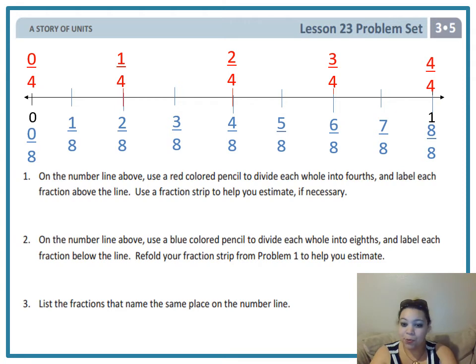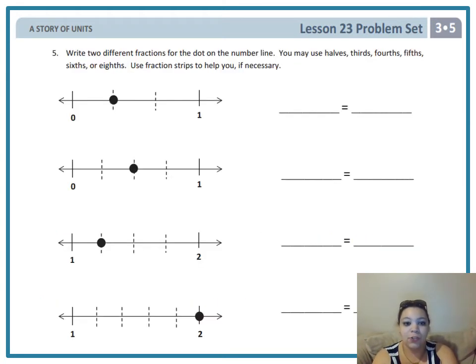All right, so I'm going to help you with one more question from your problem set. If you want to go ahead and flip over to question number 5, it says write 2 different fractions on the dot on the number line. You can use halves, thirds, fourths, fifths, sixths, or eighths. Use fraction strips to help you if necessary. All right, so let's figure out what fraction is being shown on that first one. Remember, we're going to count the hops. I noticed that there are 1, 2, 3. There are 3 hops in order to get to 1 whole, which means that we're talking about thirds.